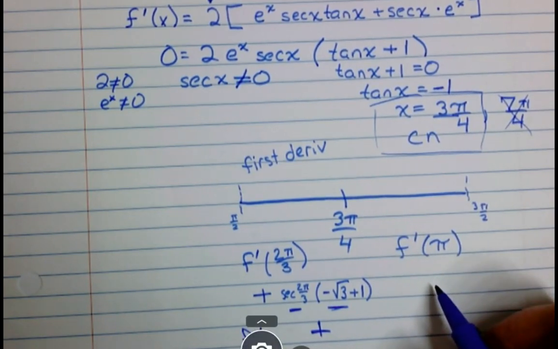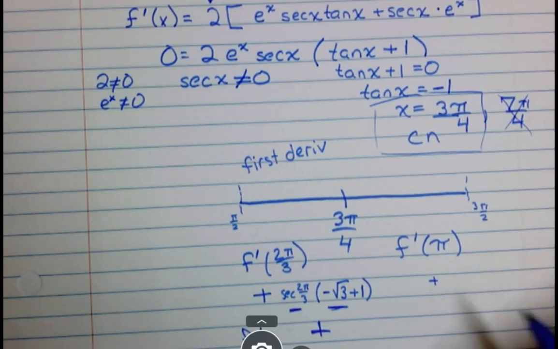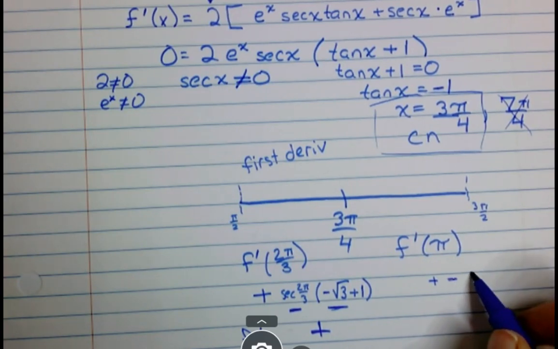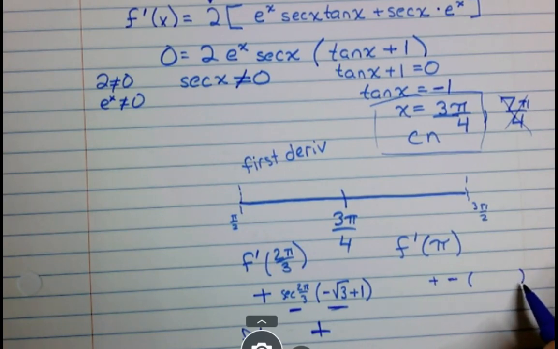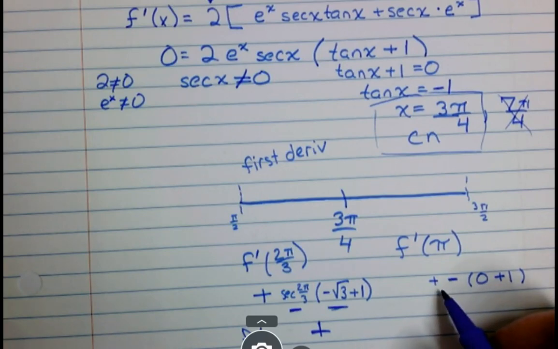So let's check f prime of pi. If I look at my f prime of pi here, I know 2e to the x is going to stay positive. Secant of pi. Well, cos of pi is -1. So secant of pi, the reciprocal, is also -1. And then tan of pi is going to be 0 plus 1. Careful, don't get excited when you have a 0. It doesn't always make everything disappear. And so I have a positive times a negative times positive. That's going to be negative.